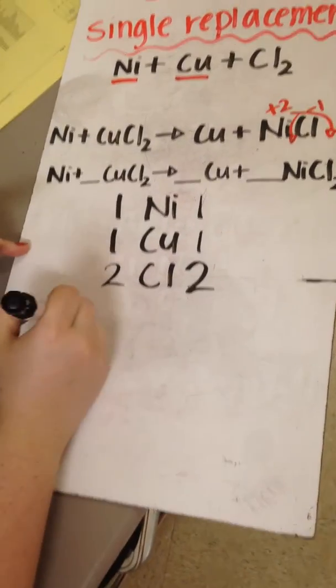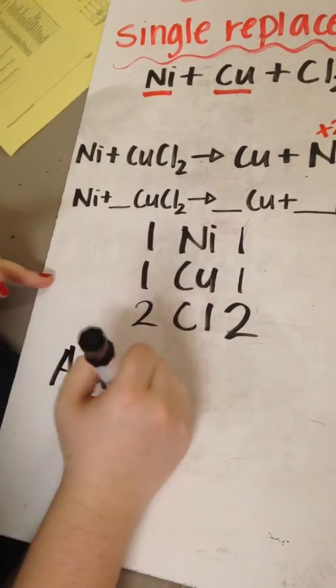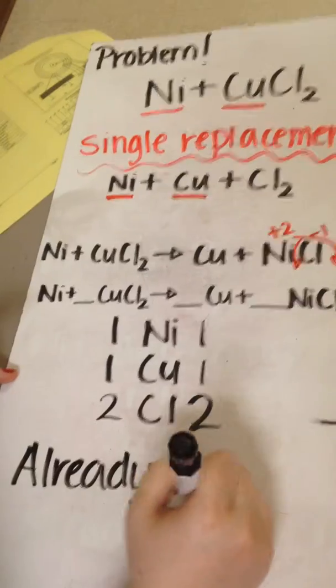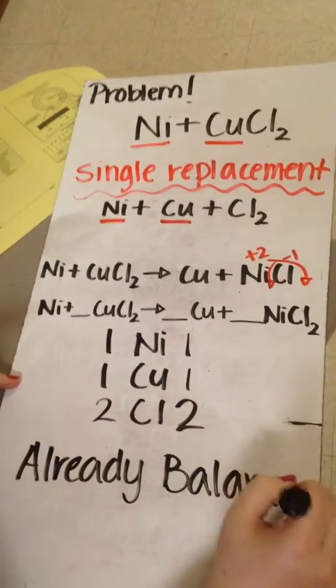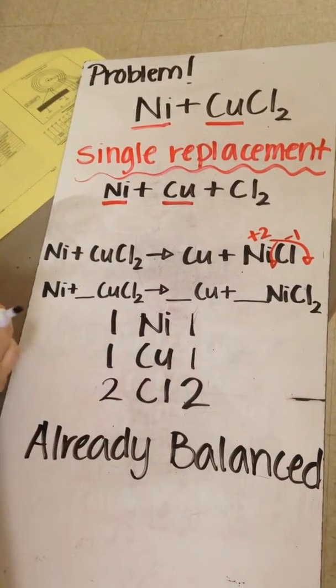So based off that, we know that the reaction is already balanced, and you've completed finding out what kind of reaction Ni + CuCl2 is, as well as the product.